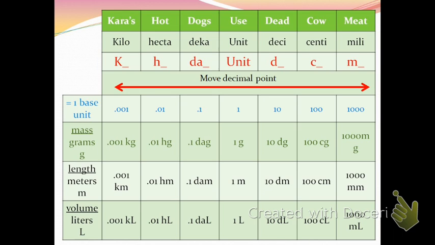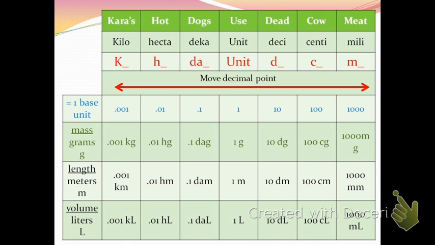So this simple little mnemonic, and you can change this mnemonic up to fit whatever you'd like, is usually something silly and sometimes gross to think about, which usually sticks in your mind a little bit better. This one is Kara's hot dogs use dead cow meat. So the K stands for kilo, the H for hecta, the D for deca, the U for unit, that's our base unit, D for deci, C for centi, and M for milli.